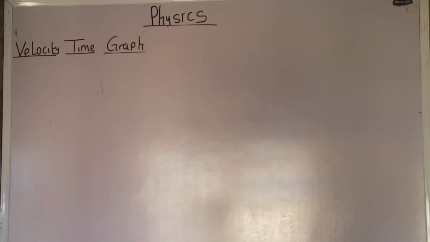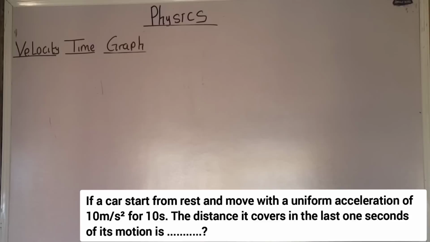In today's class, we're going to be considering some exam questions on this concept, velocity time graph. Okay, let's start with the first question. If a car starts from rest and moves with a uniform acceleration of 10 meters per second squared for 10 seconds, the distance it covers in the last 1 second of its motion is dash.